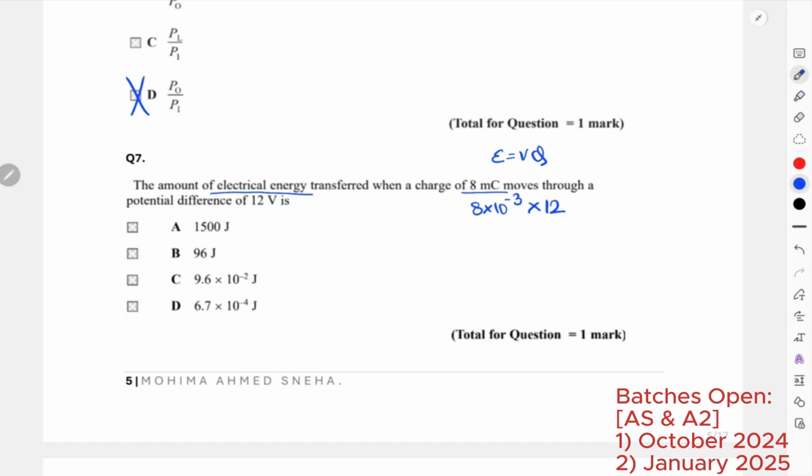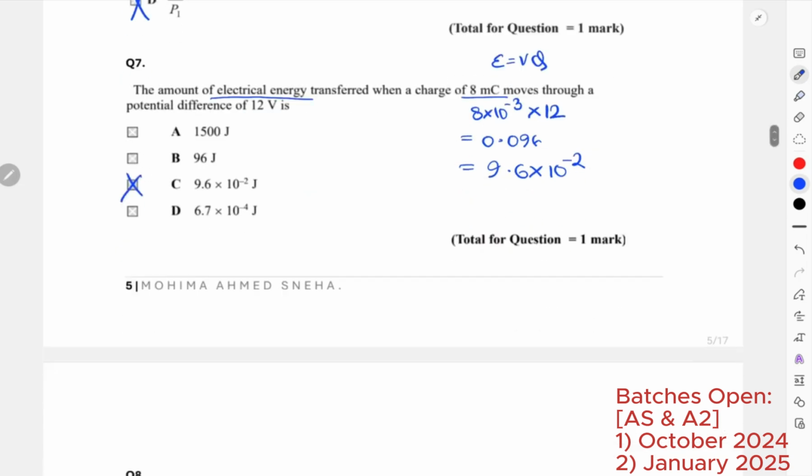I think for this, let me just calculate it. The answer is option C, because you get 0.096, right? So over here you get 0.096, which can be written in standard form as 9.6 times 10 to the power of negative 2, which is obviously option C over here.